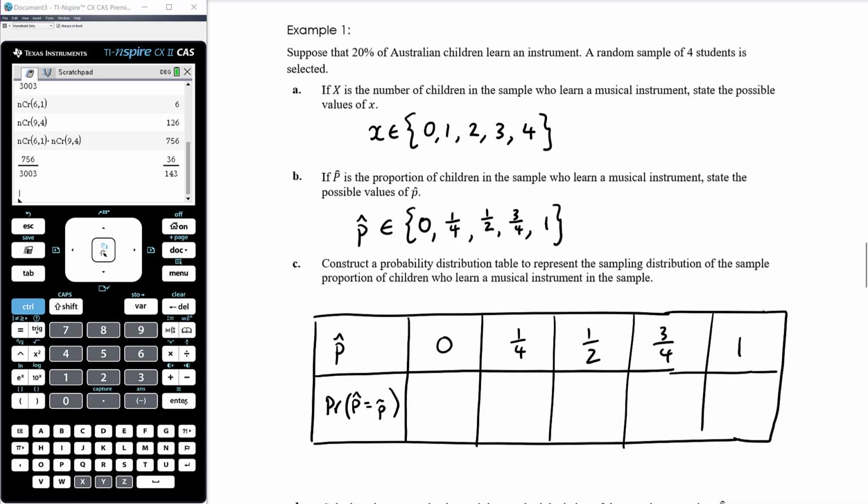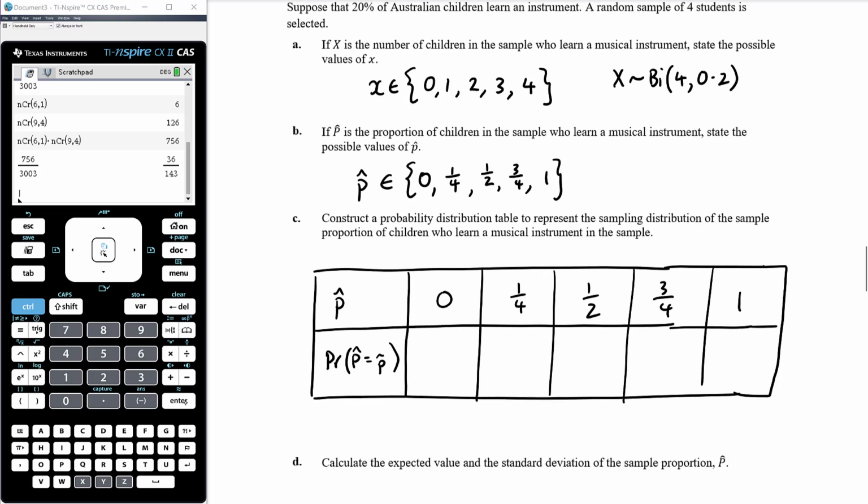Now, p hat is not the binomial variable. X is the binomial variable. X is a binomial variable where n is 4 and p is 0.2. That's because 20% of children learn a musical instrument. So therefore, we can work out the probability. The probability that p hat is equal to 0 is the same as the probability that x is equal to 0. So we can use our binomial distribution for that.